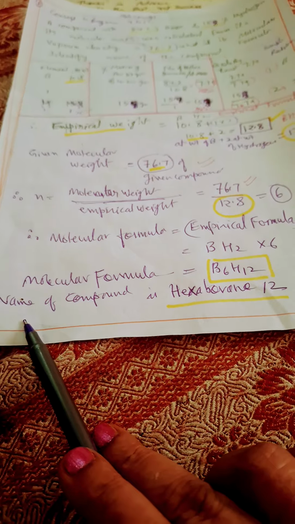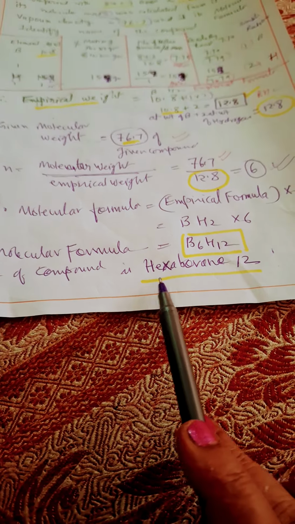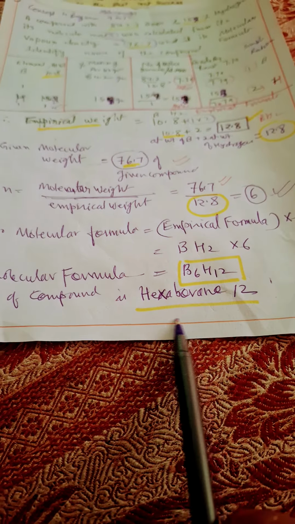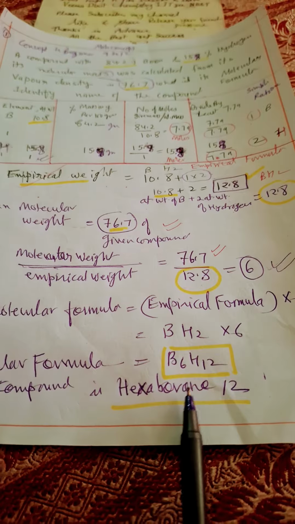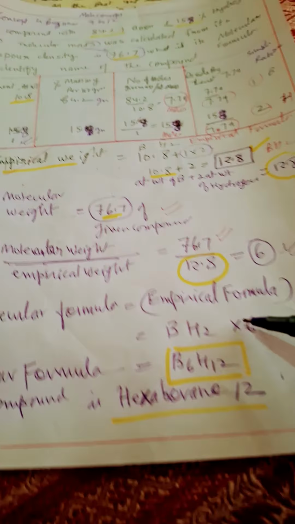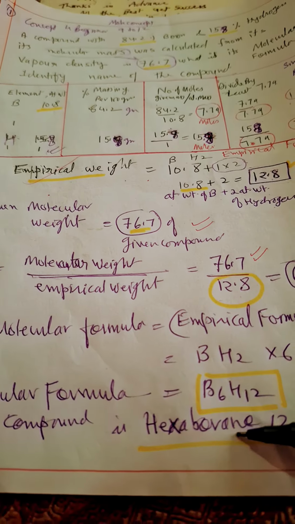And this is the formula for hexaborane 12, very important compound. Hexaborane 12, B6H12, and it exists. Okay, very good inorganic compound.